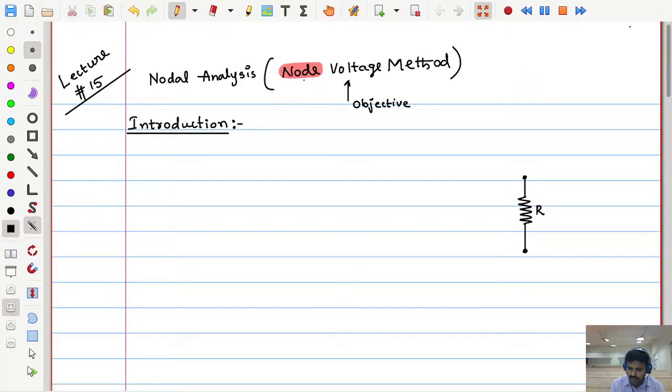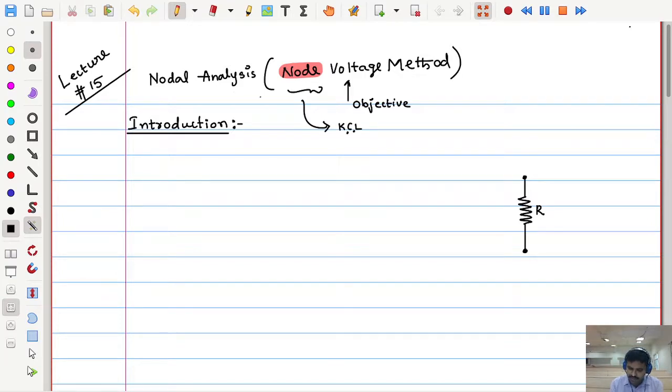When the node comes into the picture, out of the basic laws, Ohm's law, Kirchhoff's voltage law and Kirchhoff's current law, which one is helpful at the node? At the node, Kirchhoff's current law is helpful, where we write that the sum of the entering currents is equal to the sum of the leaving currents. Once you see a node, you should think of the basic existing law, which is Kirchhoff's current law. This is the main objective behind this lecture.